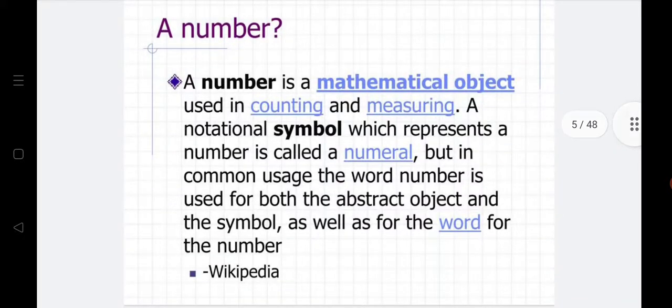So let us come to what you actually mean by a number. A number is a mathematical object used in counting and measuring. A notational symbol which represents a number is called a numeral, but in common usage the word number is used for both the abstract object and the symbol, as well as for the word for the number. Okay, so it is a notational symbol which is used to count or measure. Commonly we are going to use it for the word numbering.